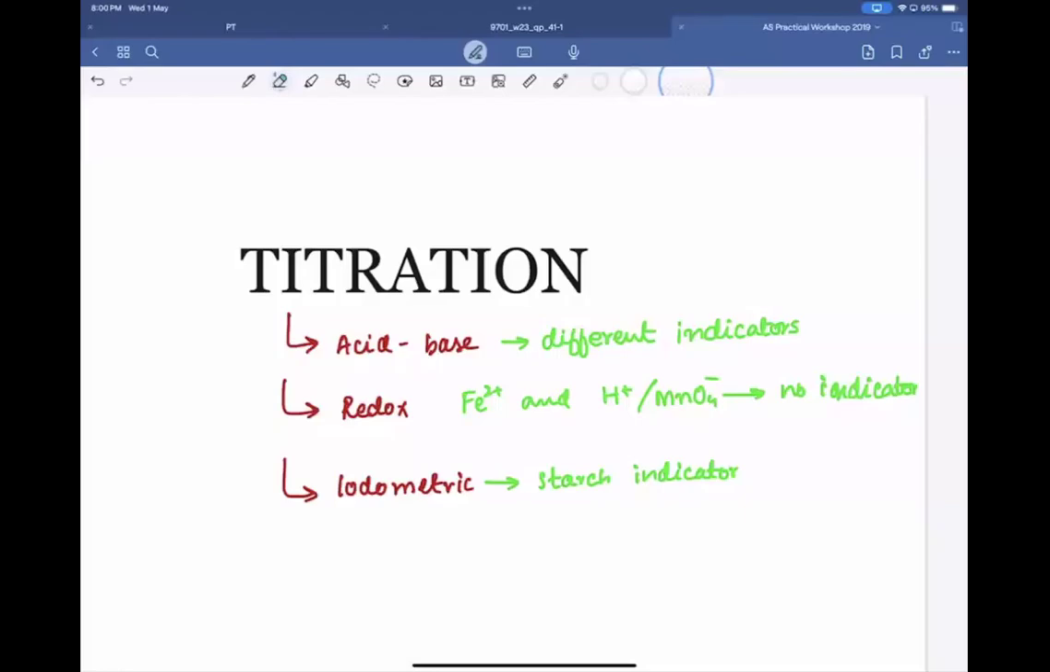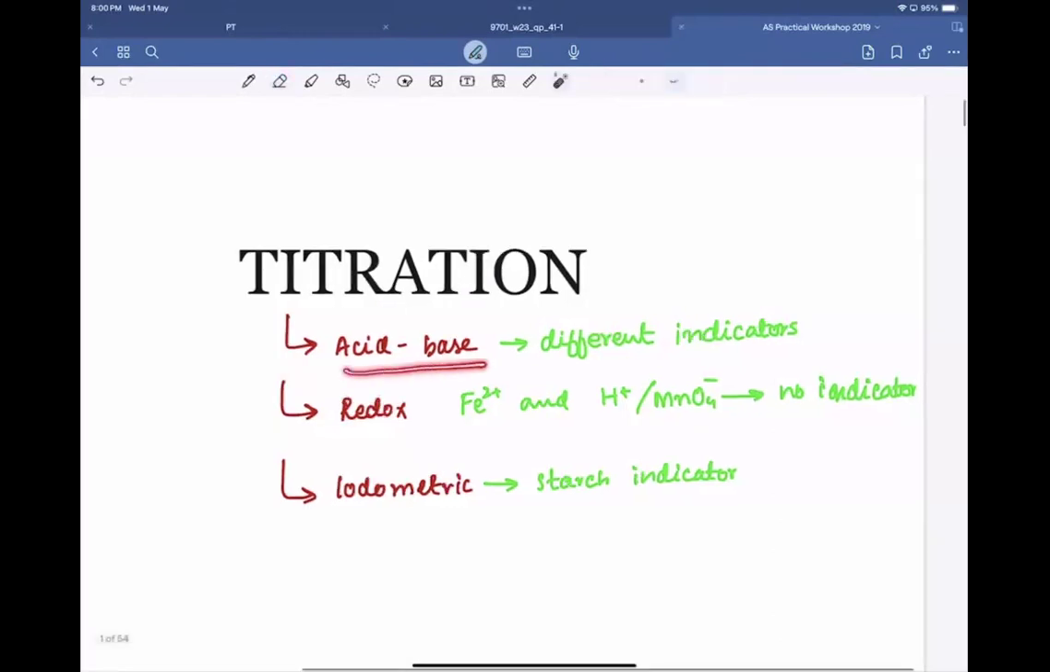So there is one experiment that is based on titration. And in titration, there are three kinds of titrations that you have performed. One is the acid-base titration in which we have used different indicators.